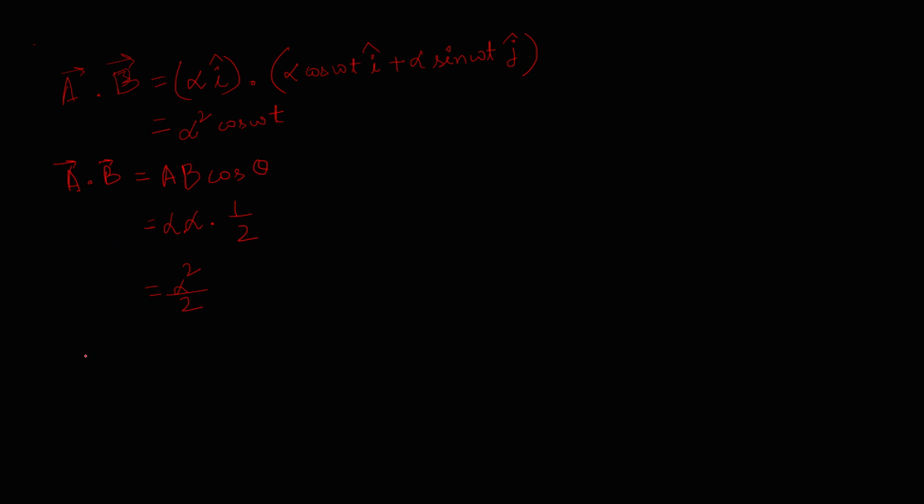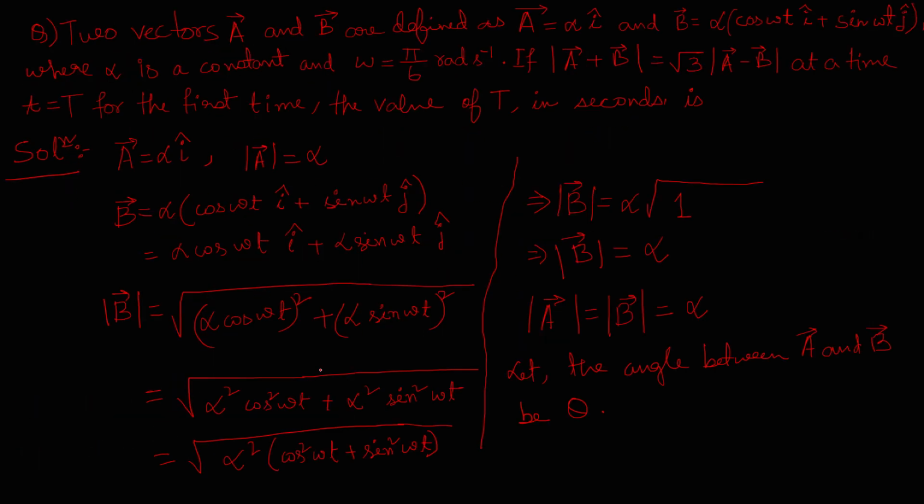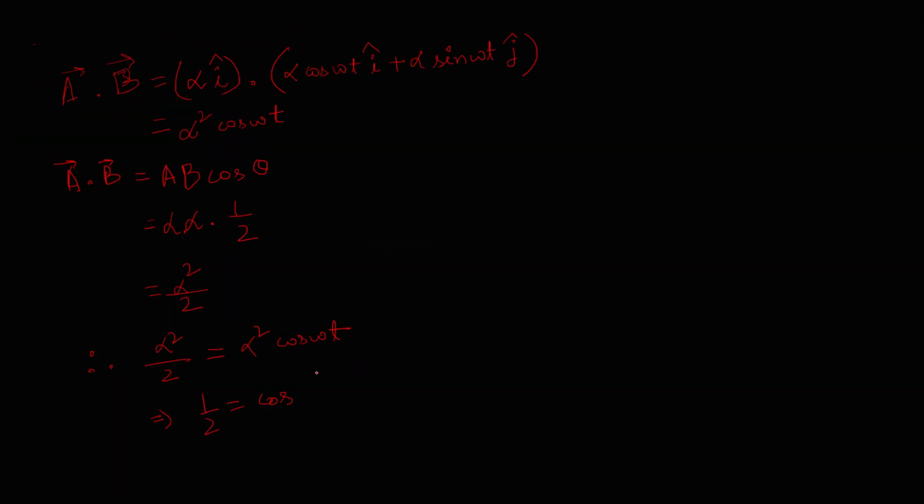Now these two will be equal. Therefore, alpha square by 2 is equal to alpha square cos of omega t. Okay. So now I can cancel alpha square from both sides. This will be half is equal to cos of omega t. Now what is omega here? Pi by 6 given. So omega t means pi by 6 times t.